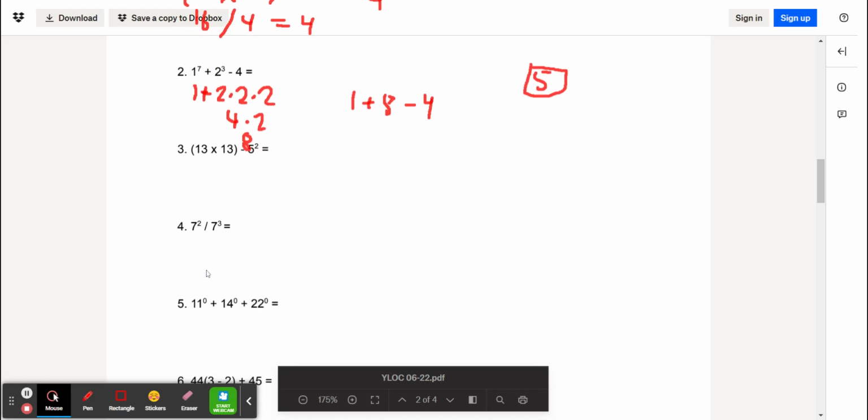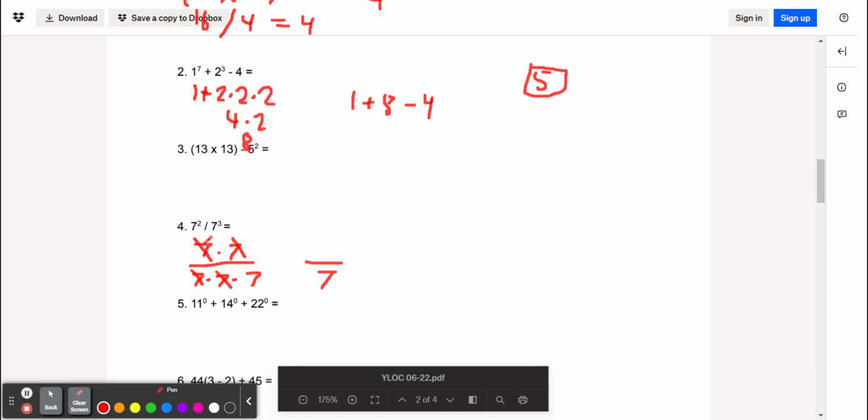Moving on, we have this next problem. We're going to skip over to number 4. 7 squared divided by 7 cubed. Now we can write this out as 7 times 7 divided by 7 times 7 times 7. Now you can multiply these out and divide if you'd like, but that takes a lot of time and requires big numbers. So instead, you can cancel out the 7s from the top and the bottom, leaving you with just a 7 at the bottom.